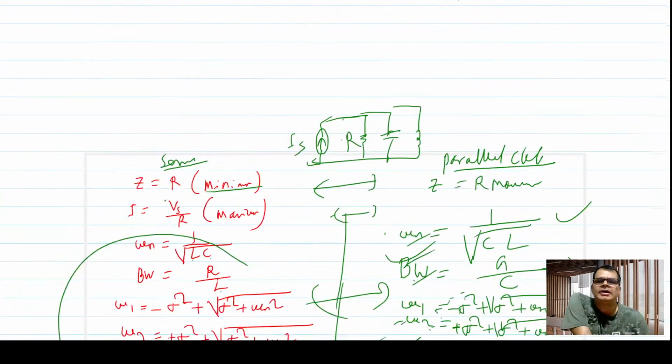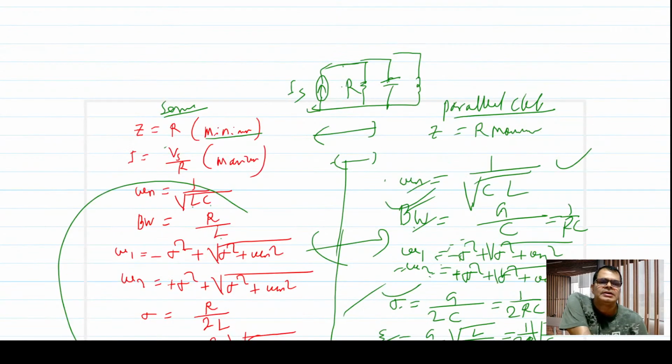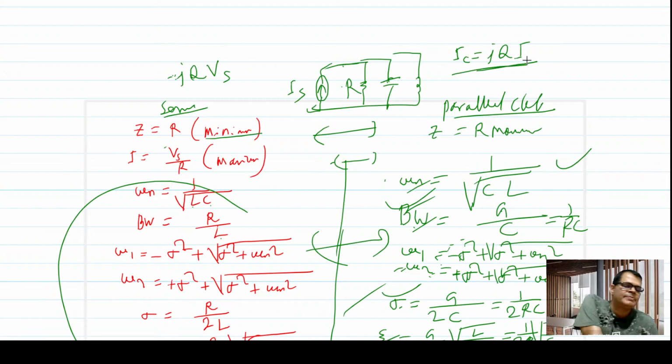In a series circuit at resonance, the capacitor voltage is minus jQ Vs. Similarly, in the parallel circuit we can say IC is equal to jQ times the supply current. That is current magnification. Series circuit has voltage magnification, parallel circuit has current magnification.